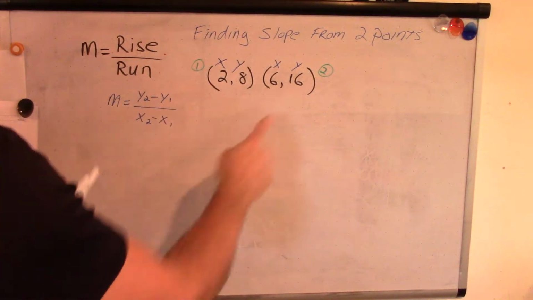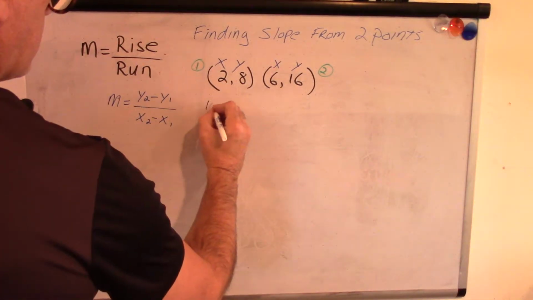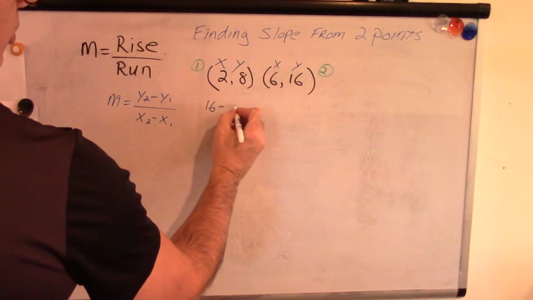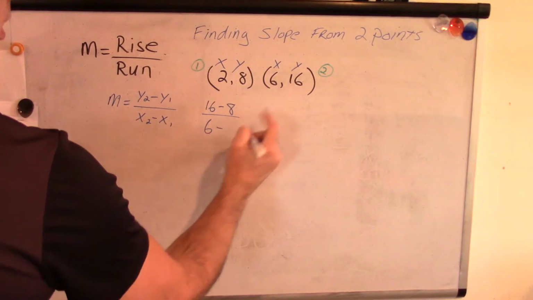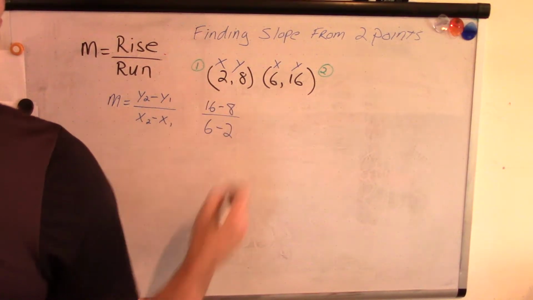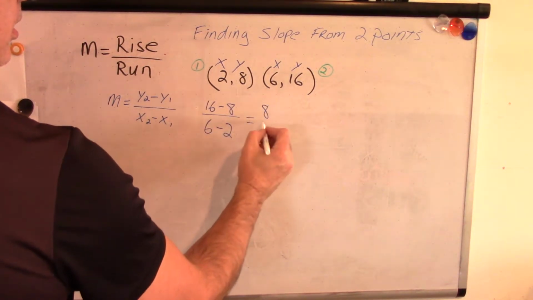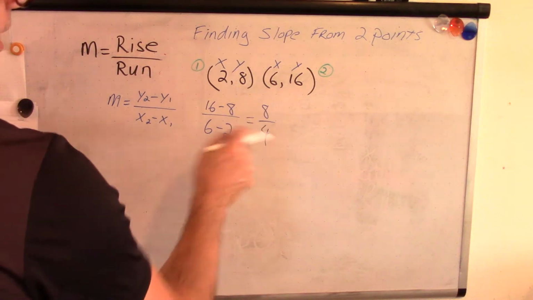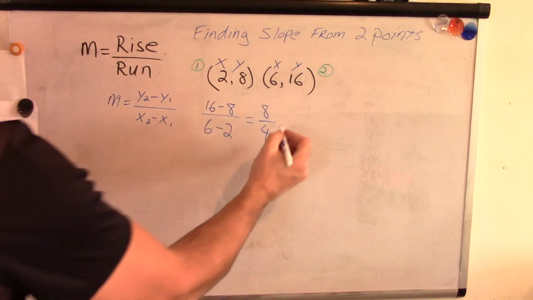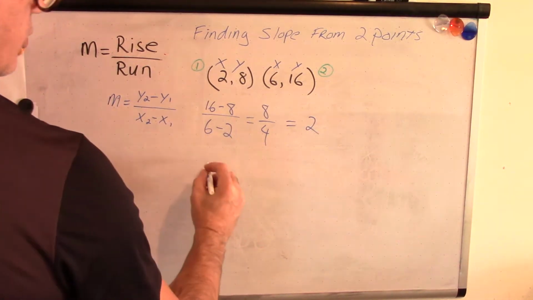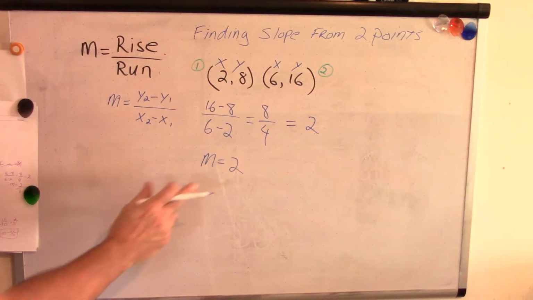So let's start with this. y2 is 16, so 16 minus y1, which is 8, over x2, 6, minus x1, 2. Simple subtraction. 16 minus 8 is 8. 6 minus 2 is 4. 8 over 4 can be simplified. It's a fraction, right? So 8 over 4 is the same thing as 2. So the slope of this line, m, equals 2. It's positive. That's our slope.